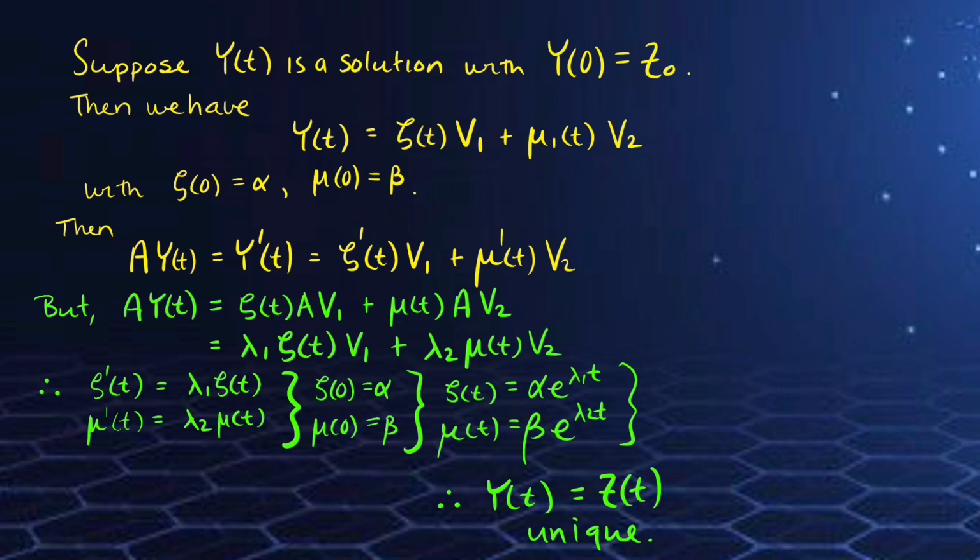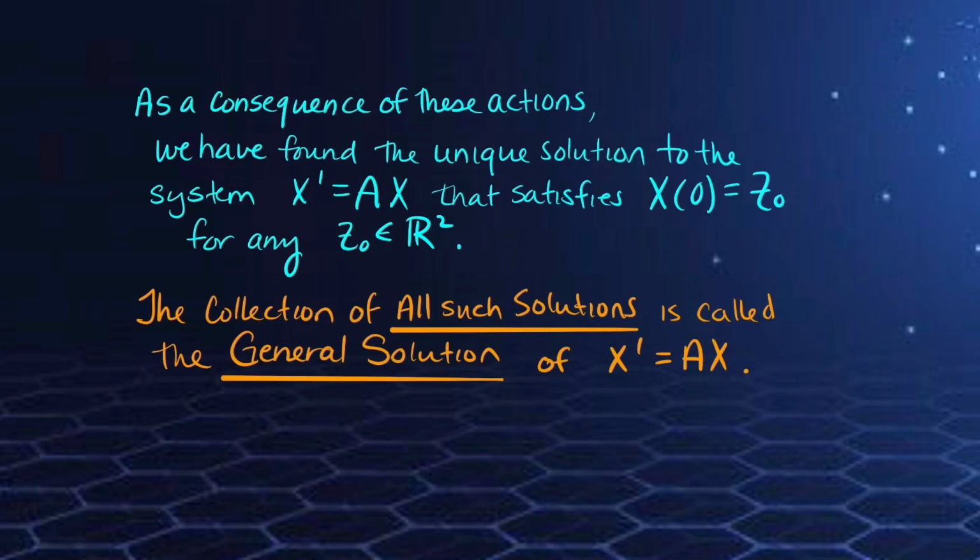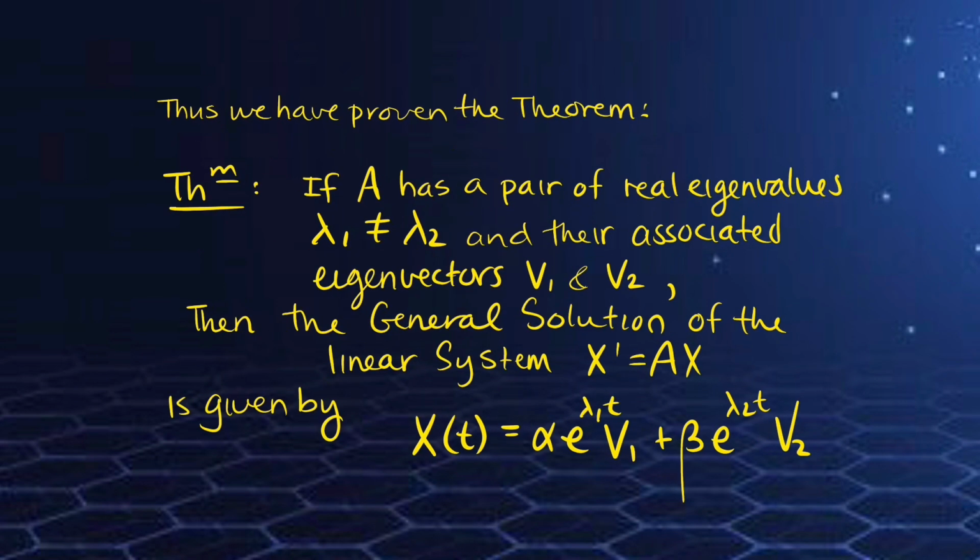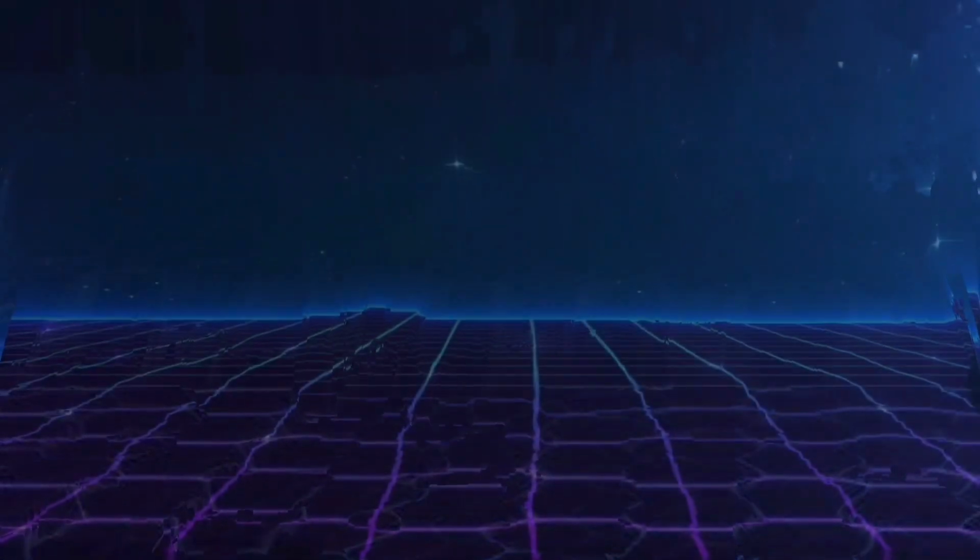So now that we've proven the uniqueness of this solution, we can then begin to talk about the fact that the collection of all such solutions is the general solution for our system, our initial value problem. So thus we have proven a theorem here. If A has a pair of real eigenvalues not equal to each other, their associated eigenvectors being v1 and v2, then the general solution to the linear system x prime equals A x is the linear combination given by x of t equal to alpha e to the lambda 1 t v1 plus beta e to the lambda 2 t v2.